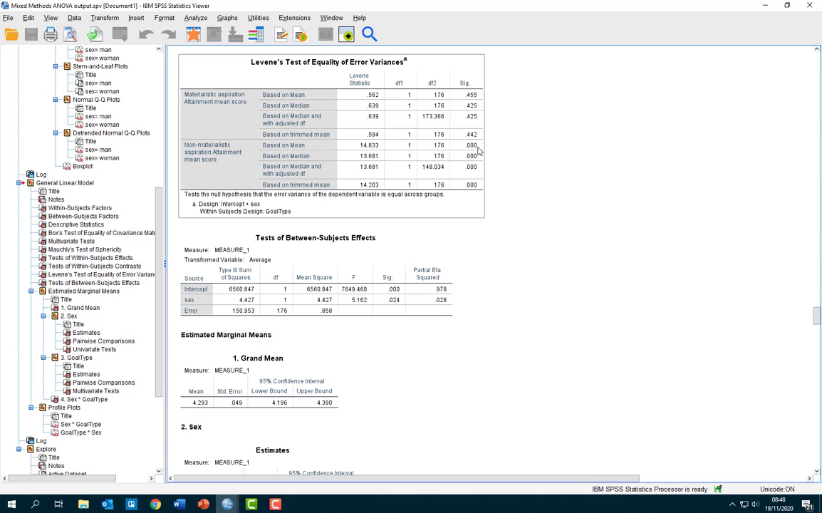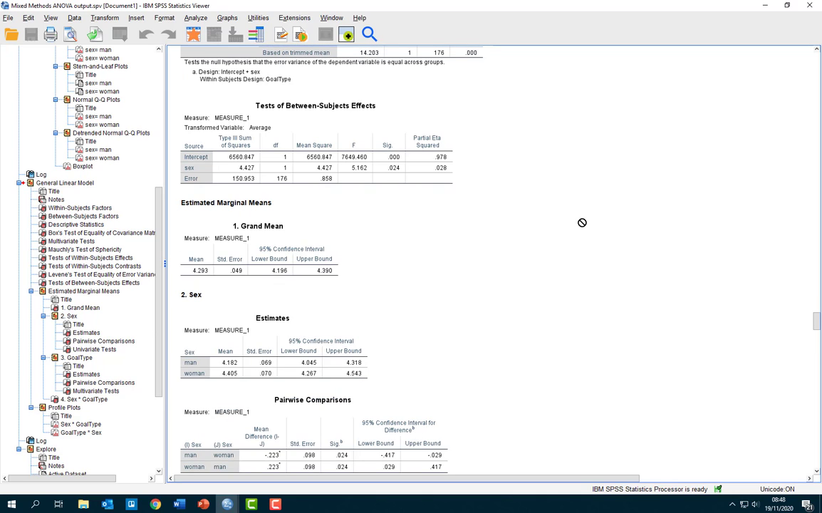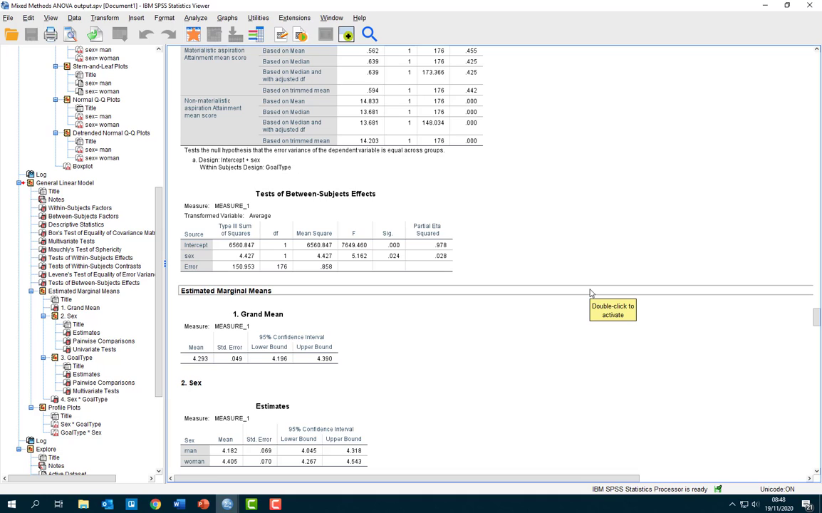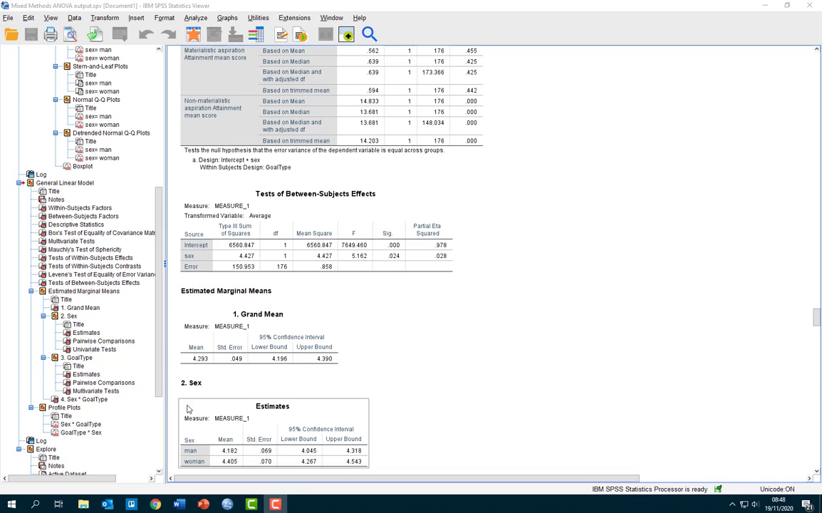But the reason that we do this is to try and curtail the error that creeps in because we violated that assumption. Okay, so it's something you would have to be aware of. For more information, again, look at Julie Pallant's book and look at Andy Field's books. They talk about different approaches to handling this. So those are the main assumptions for the Mixed Methods ANOVA.